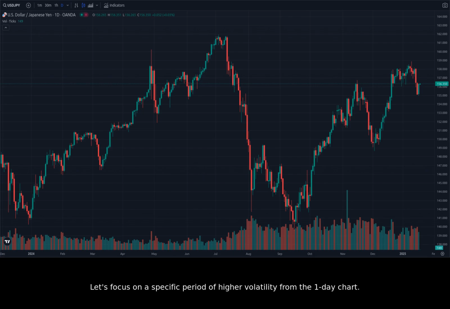Let's focus on a specific period of higher volatility from the one-day chart. This range shows consolidation and a big trend reversal. This was likely caused by the events discussed earlier in the video. The longer the consolidation, the larger the movement once the break happens.